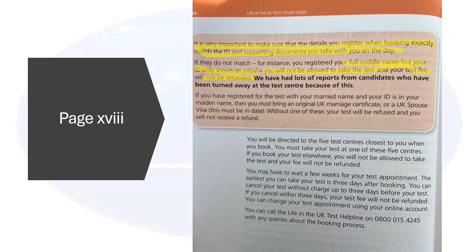And if your ID says John Smith, but when you are booking your test, you write J Smith or John S, you will again be rejected. So to make life easy, let's make it very simple. Try to copy your name and other details as they are in the IDs, whether your passport or biometrics, whatever order they are.